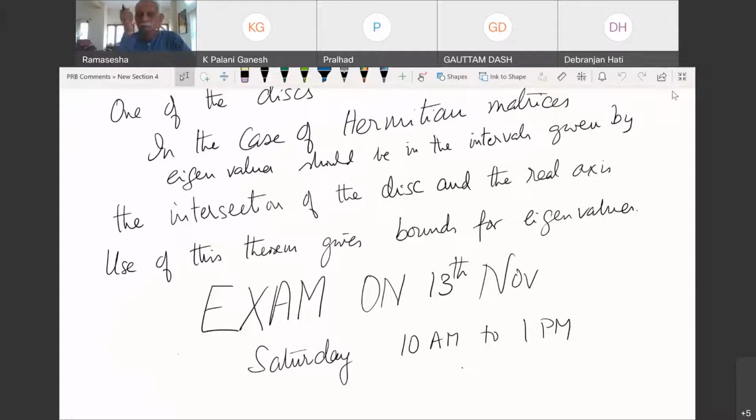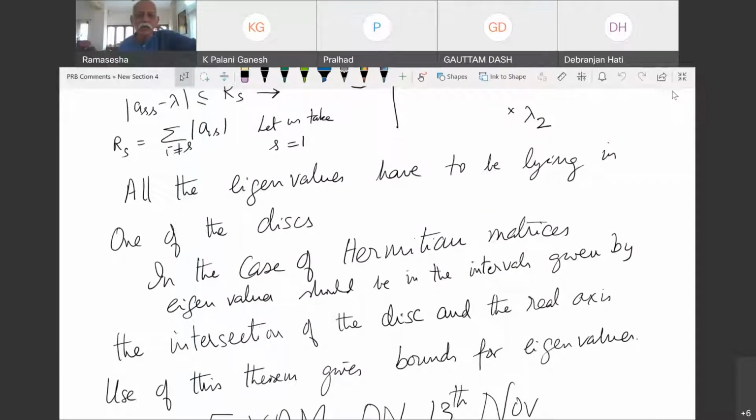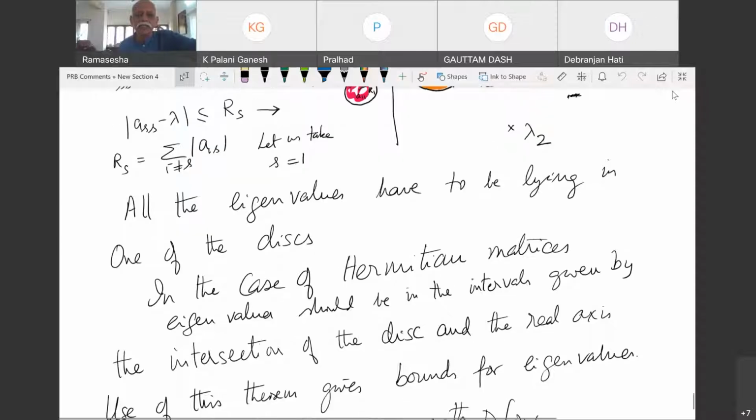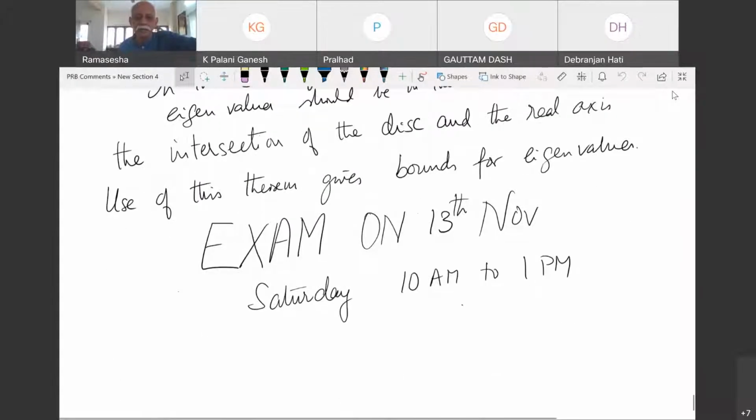Okay, so we'll continue with where we left off yesterday. In the day before class, I just showed you how you can get the eigenvalues given a matrix.